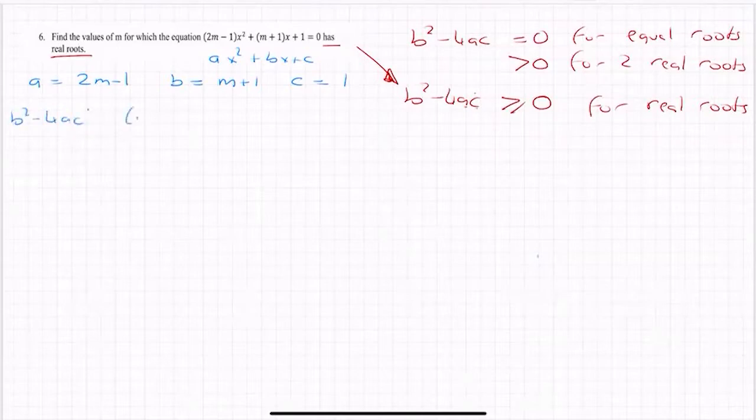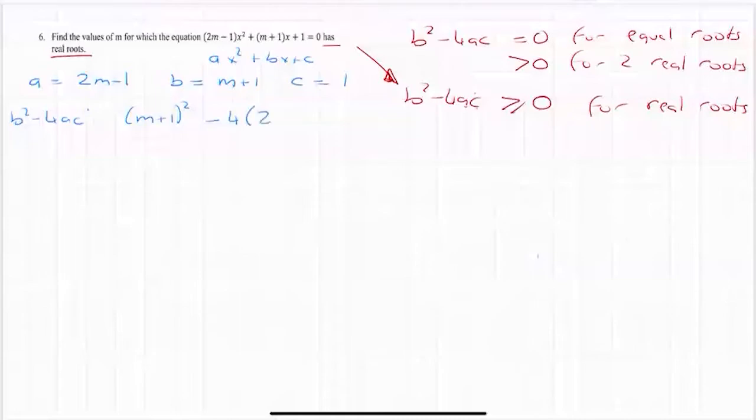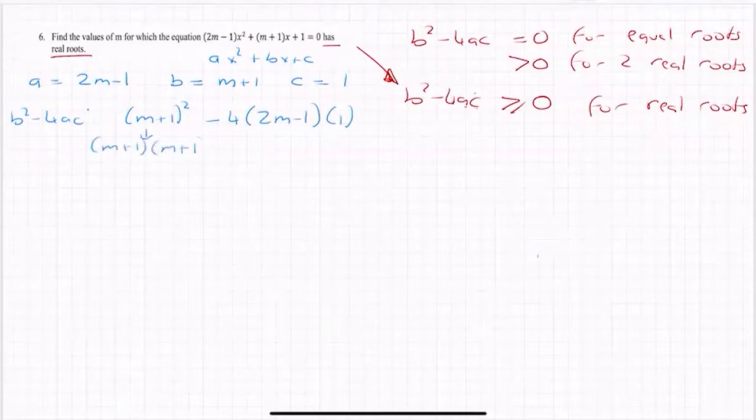Okay, so b squared minus 4ac, let's work that out. b is m plus 1 squared minus 4 by a by c. This one here is m plus 1 by m plus 1, or if you know it, square the first, square the second, twice the product of the two. Whichever way you have of working out brackets like this.